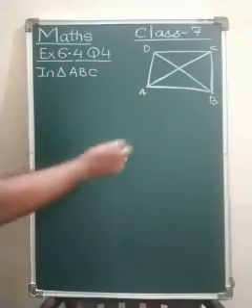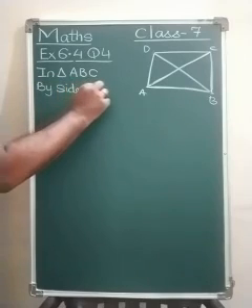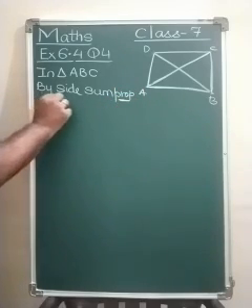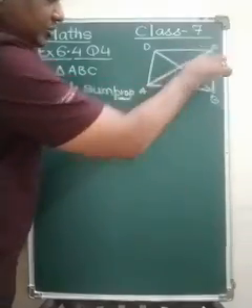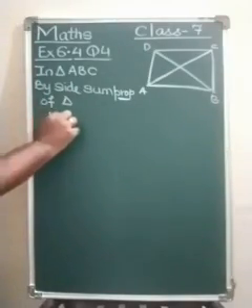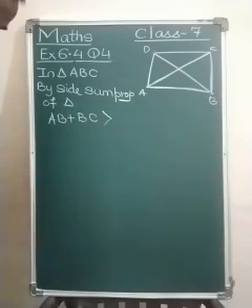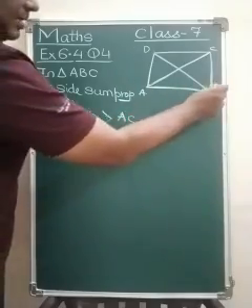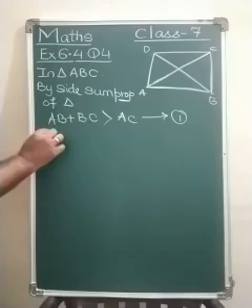So first of all, in triangle ABC, by side sum property of triangle, the sum of any two sides. So we will take the outside, that is the sides of the quadrilateral. AB plus BC will be greater than AC. Okay, AB plus BC will be greater than AC. Again, we will give this as number 1.